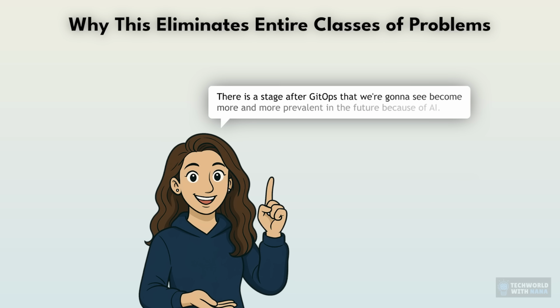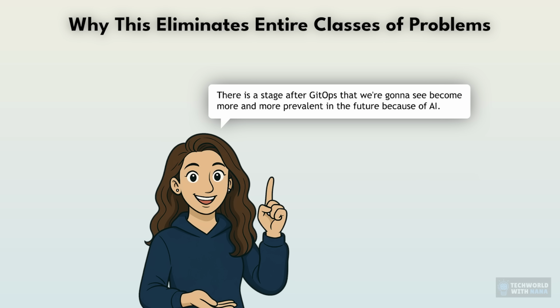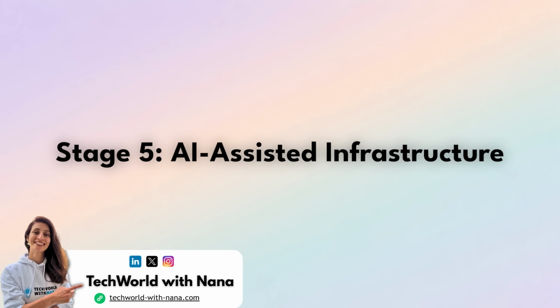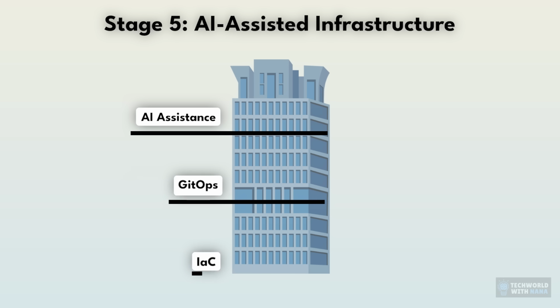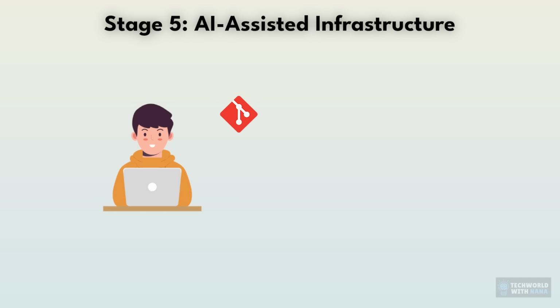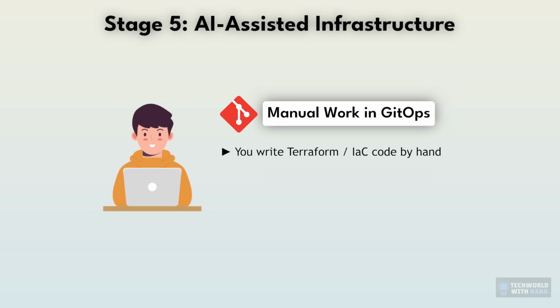But there is a stage after GitOps that we're going to see become more and more prevalent in the future because of AI. So this is stage 5 of what I call an AI-assisted infrastructure that directly layers on top of infrastructure as code and GitOps to make it even more efficient. So where does AI fit into this whole thing? Well, even with GitOps, you're still doing a few things manually, which is writing all the Terraform code, reviewing the code changes yourself, debugging configuration issues, and those are exactly the things that you can now automate or enhance with AI.